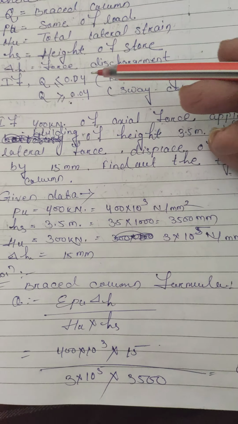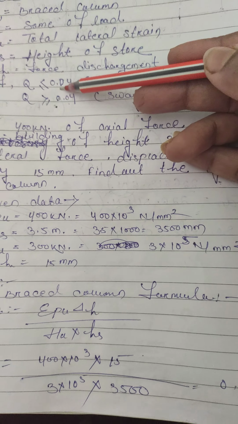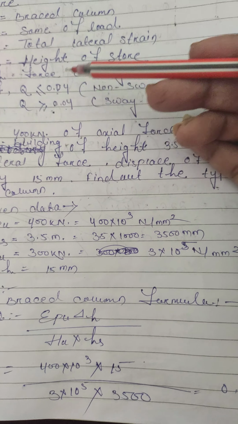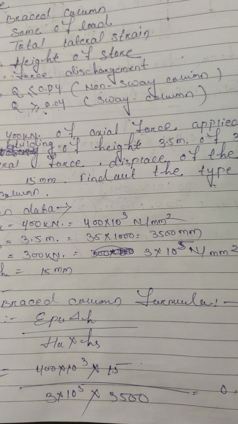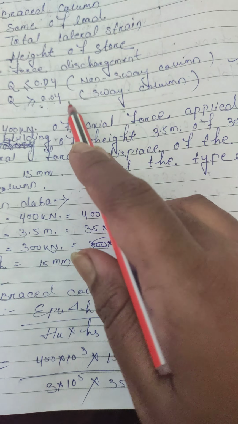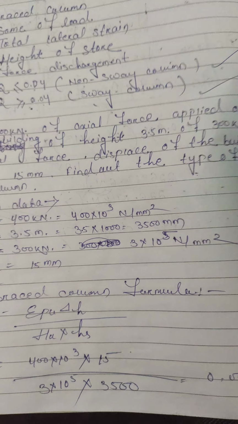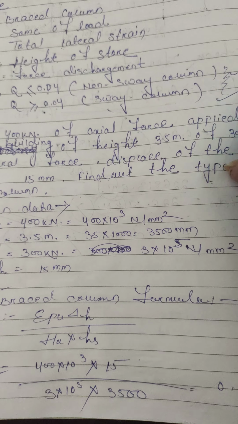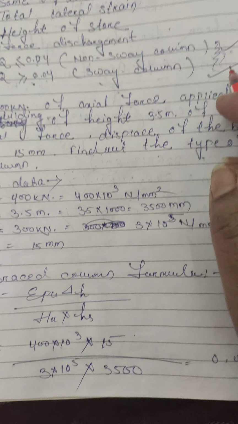If Q is less than 0.04, the column section is a non-sway column. If Q is greater than or equal to 0.04, it is a sway column. So we find out whether the question's column is a non-sway column or a sway column.